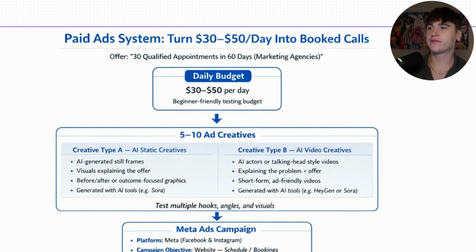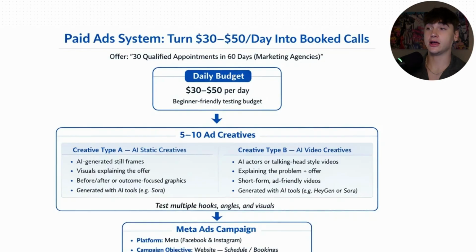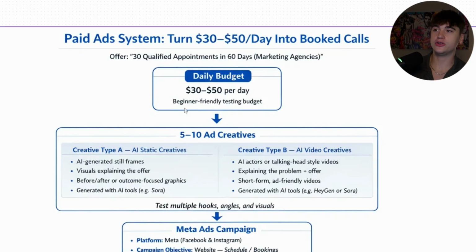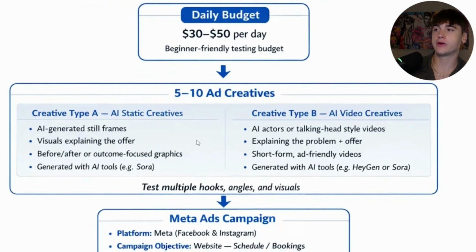So with this new offer, we have to go through a bit of a testing phase with it. And so what that's going to entail is setting up some new ad creatives and seeing how this offer functions. So what we're going to do with our $30 to $50 a day budget is we're going to test our 30 qualified sales appointments in 60 days offer targeting those marketing agencies. So I recommend building anywhere from 5 to 10 ad creatives and have different styles of messaging in there.